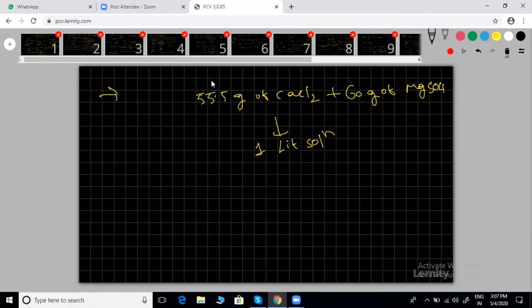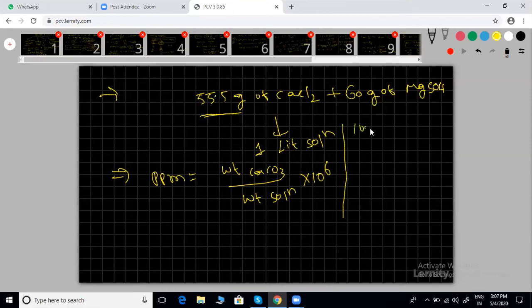Here they gave two salts. We need to calculate the total. Our target is very simple. ppm equals weight of calcium carbonate by weight of solution into 10 power 6. This is our formula, very simple concept. So I need to calculate first the weight of CaCO3. Can anyone try? 100 grams of CaCO3 equals how much? 111 grams of CaCl2. Is it correct?